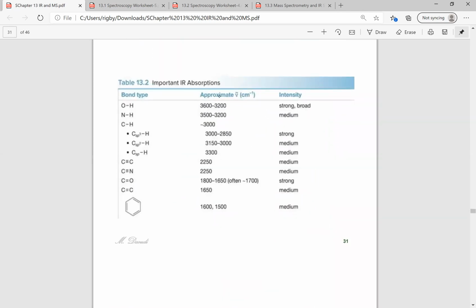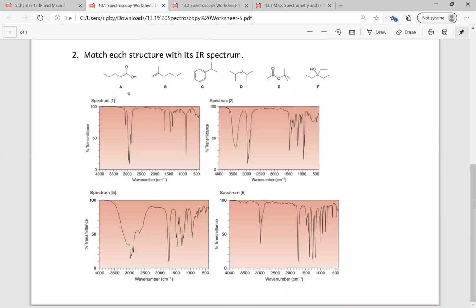So we can see right here, here are our important IR absorptions. We're going to go in between that and this problem right here to figure out how to solve these problems. Immediately, I notice in this one and this one, we have a strong and broad signal. So for both of these, we are going to have an OH somewhere.